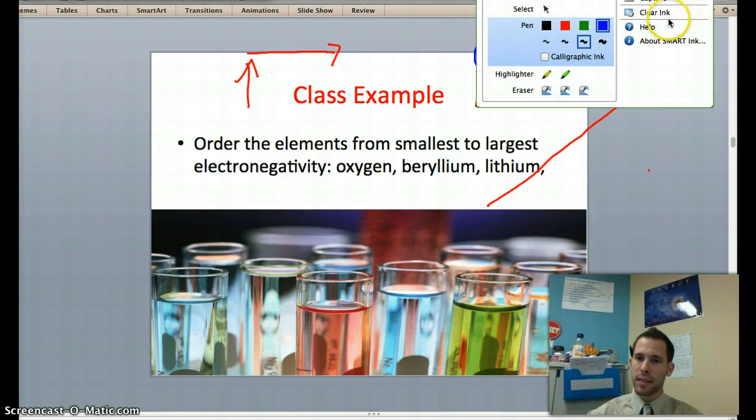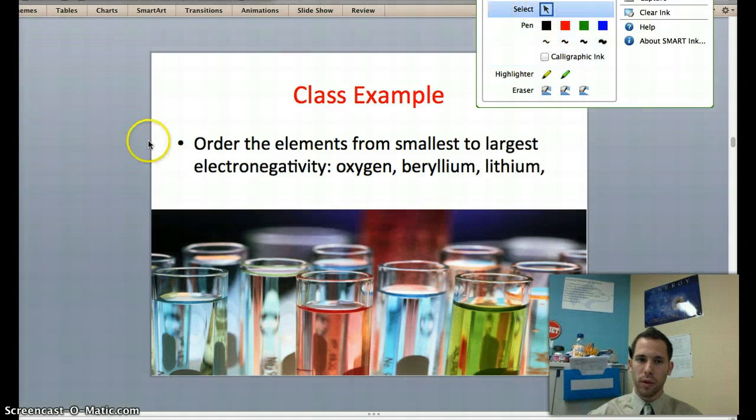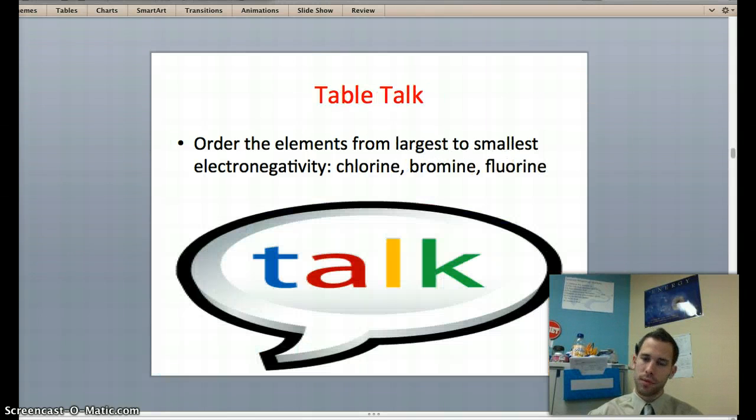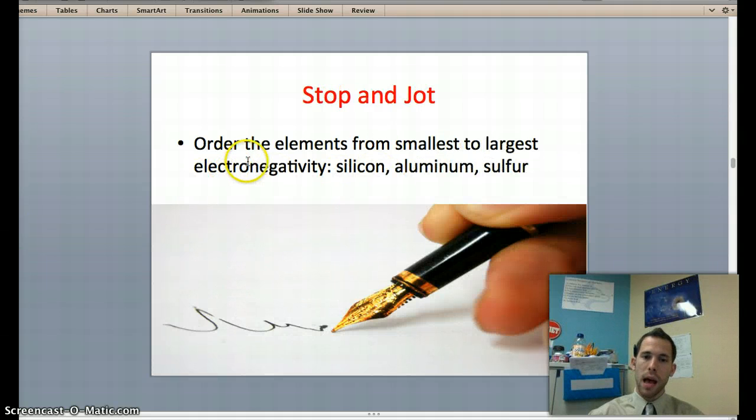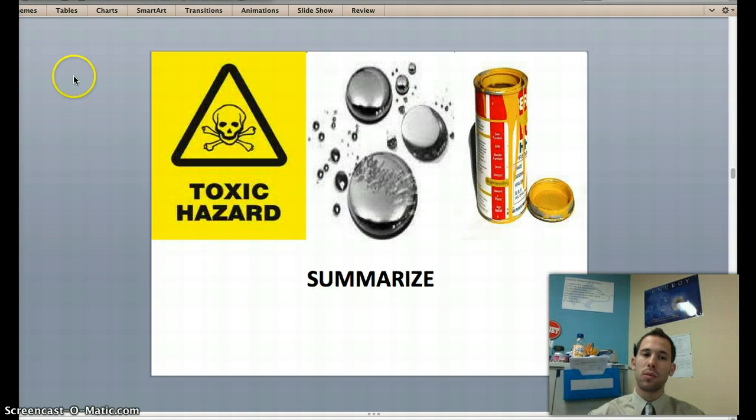I hope this made a little bit of sense. I want you guys to give this a try with two of these problems right here. Order the elements from the largest to smallest electronegativity: chlorine, bromine, and fluorine. As well as order the elements from the smallest to largest electronegativity: silicon, aluminum, and sulfur. Give it a shot. Let me know how you do. And when you're done with that, go ahead and summarize what we've learned for the time being.